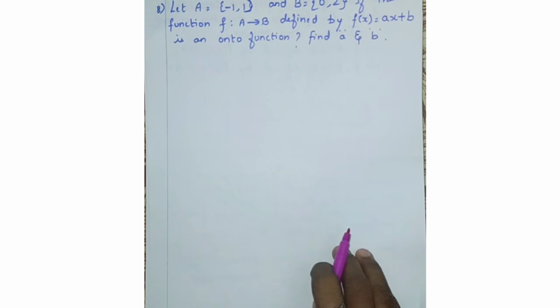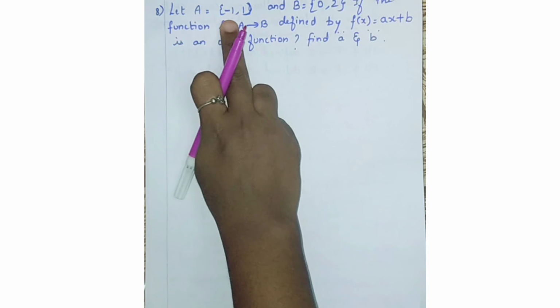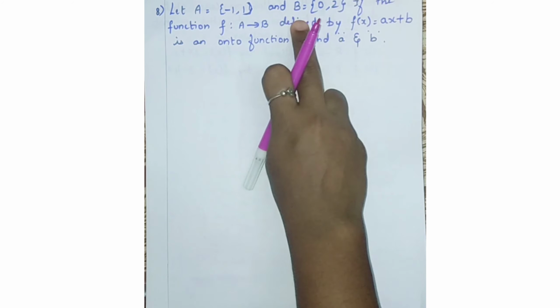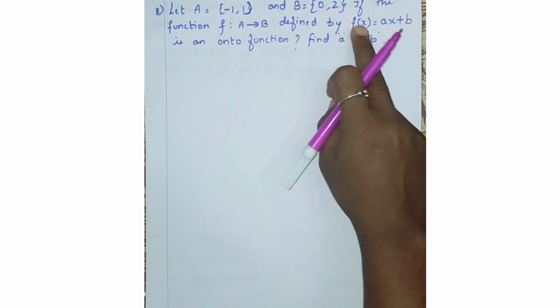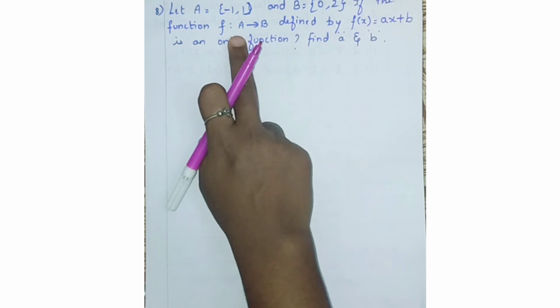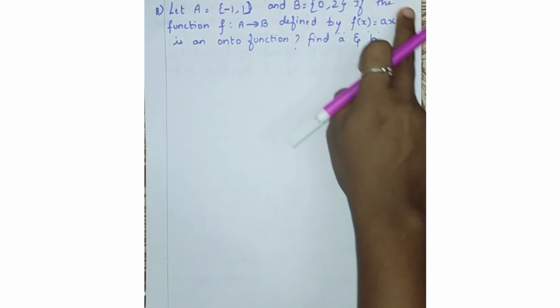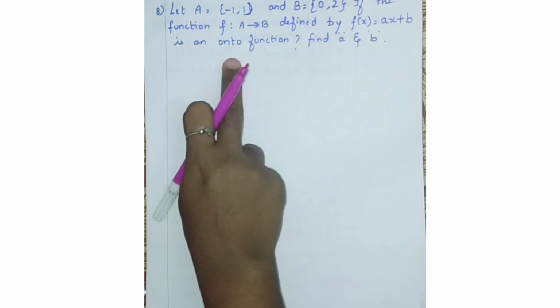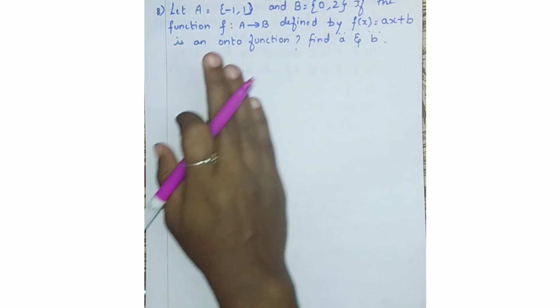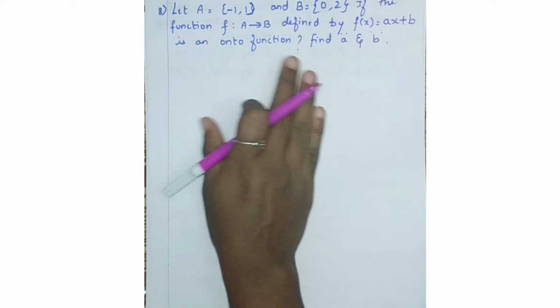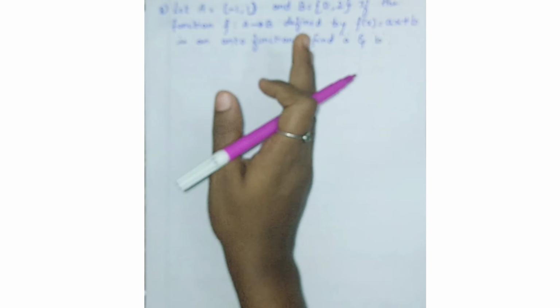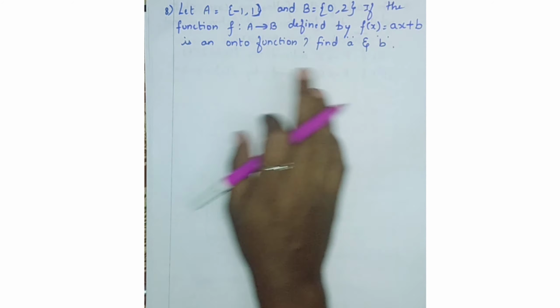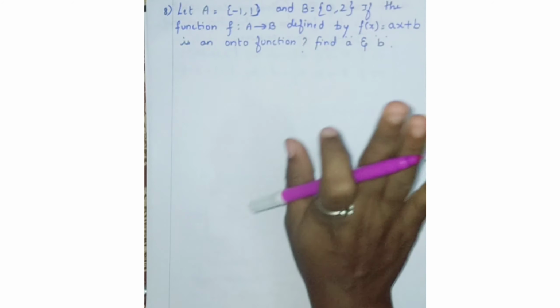So 8th sum: let A equal minus 1 and 1, and B equal 0 and 2. If the function f from A to B defined by f of x equals ax plus b is an onto function, it means all the elements in A have their own unique images in B and have their own pre-images also. So find A and B.